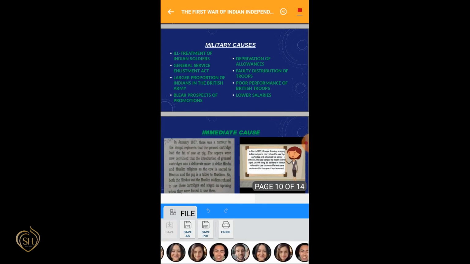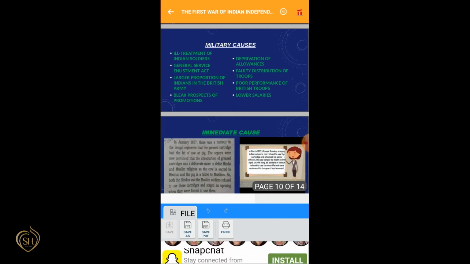And the last point is lower salaries, that we already discussed in the first point. The Indian soldiers were given only poor salaries. The wages of the Indian soldiers were inadequate to support their families. On the other hand, the British soldiers received more than 8 times the salary of the Indian soldiers. This much is the military cause.